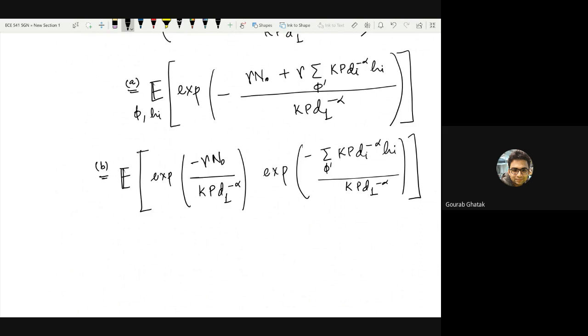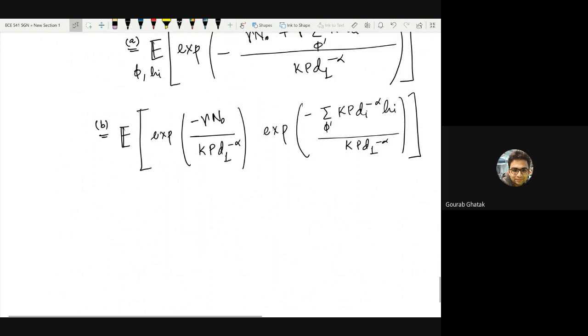Step B follows from step A because exponential of the sum becomes the product of the exponentials. That part should be fairly clear. So we have divided the above expression into two parts. The first part, can someone point out what is the random variable involved in the first part? D1. Right, so it's only D1. So the first part represents the impact on the SINR that happens only due to the noise and of course the location of your serving base station.